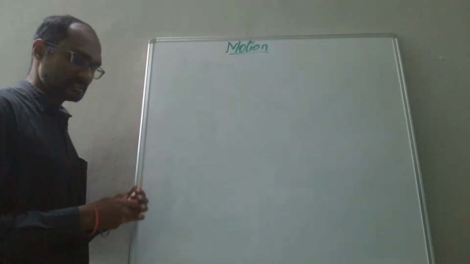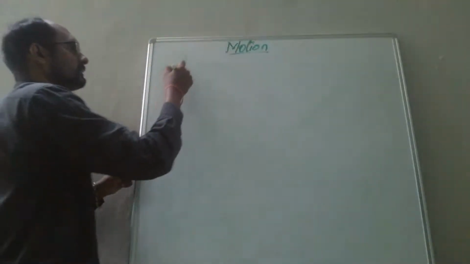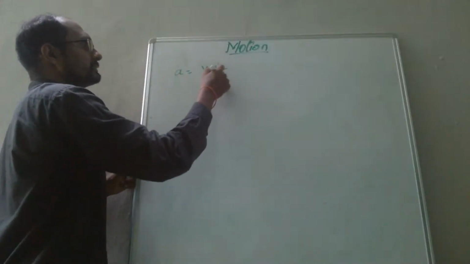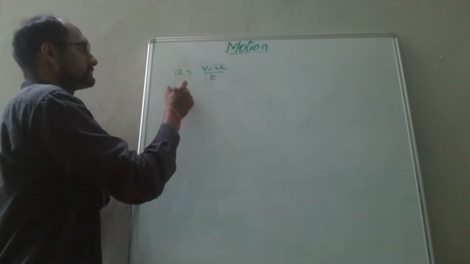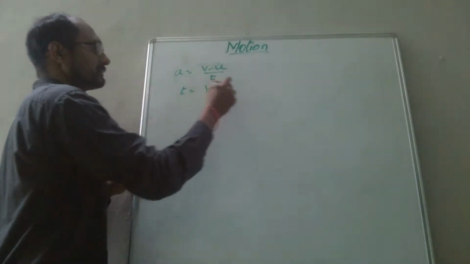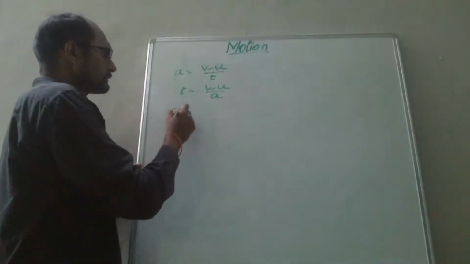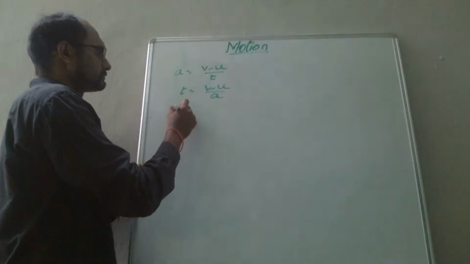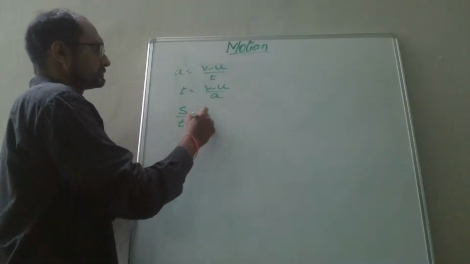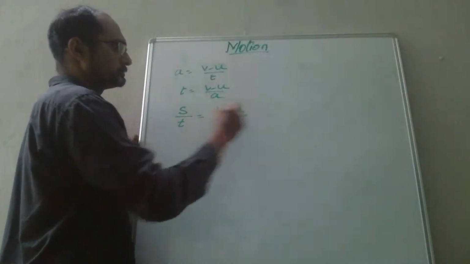So coming to the third equation of motion. We have from the formula, acceleration a is equal to (v minus u) by t. From this I can write t is equal to (v minus u) by a. Similarly, I have total displacement by total time, which is nothing but (v plus u) by 2.